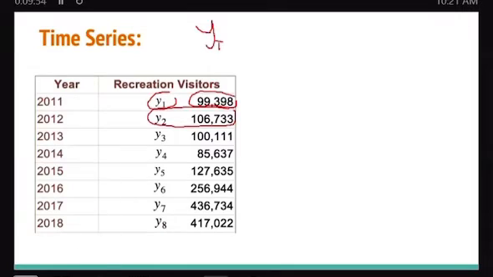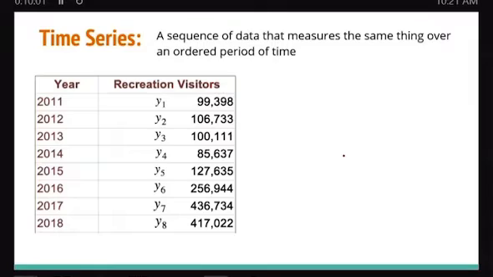Now the next thing I want to talk about is, of course, what I just defined as a time series: a sequence of data that measures the same thing over time. The same thing over time is just the number of visitors, but don't forget the number does not remain the same, and it is over an ordered period of time. When we say ordered, this is ordered, is it not? 2011, 2012. That's what we mean by time series.